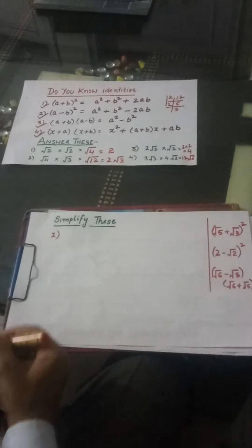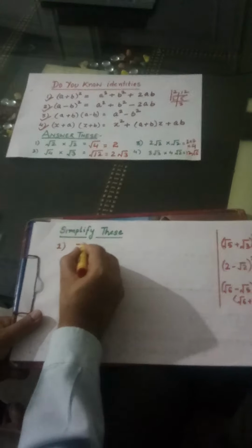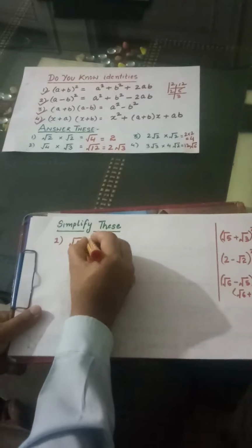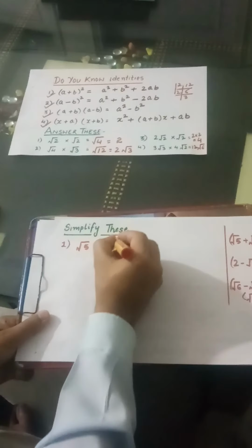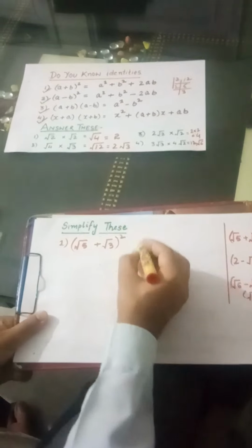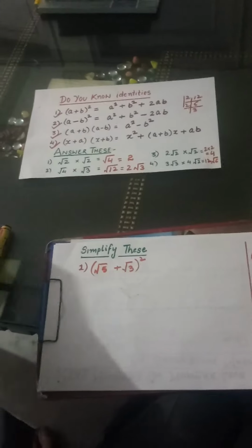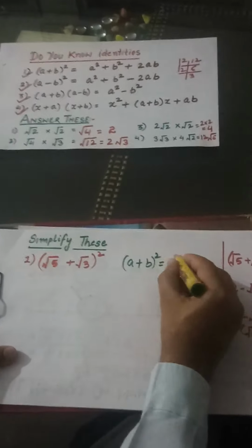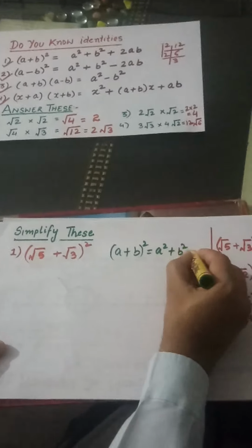So let's have a few examples now for the expansion based on these identities which we have done here. First is root 5 plus root 3 whole square. So we are writing our first part, root 5 plus root 3 whole square. Can you tell which identity can be used for that? For that, we can use the identity a plus b whole square. Can you tell me what is that? A square plus b square plus 2ab.